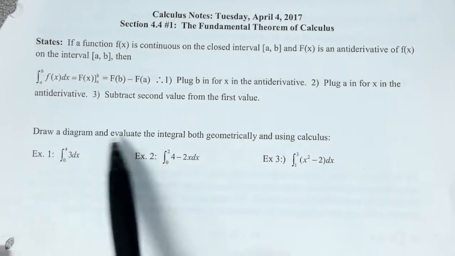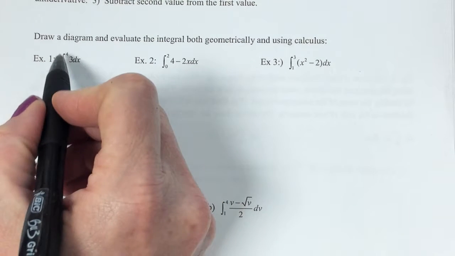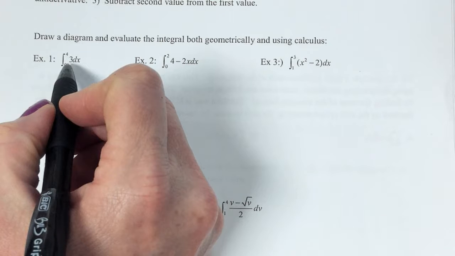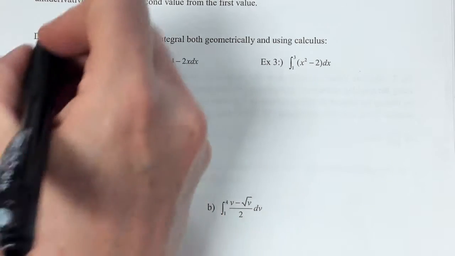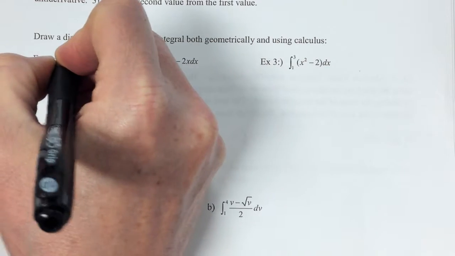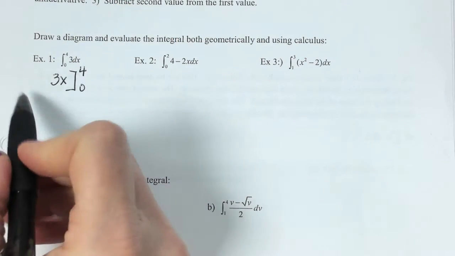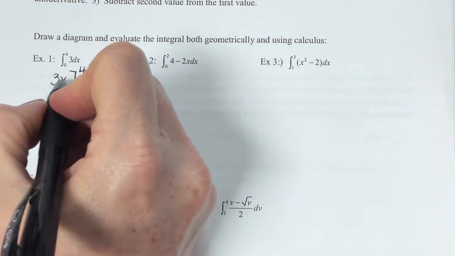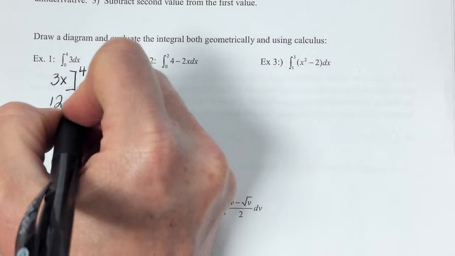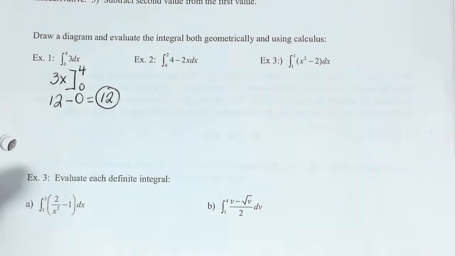All right, so looking at how this actually works, we've got this integral. Here's our function 3 that we're going to integrate. And so the integral of 3 is 3x. And here's our a and b values. So we have to plug in the top number. So we have to do 3 times 4 is 12 minus 3 times 0 is 0. And so we get 12 for that definite integral.